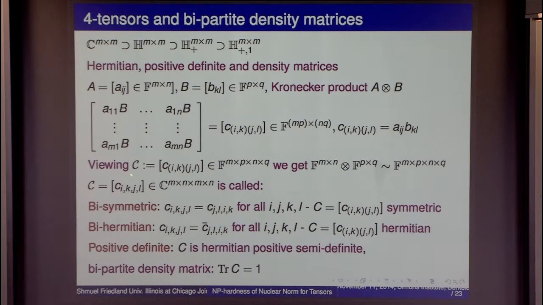So now here is a piece of notation. We start with, let's say, a four tensor, with m and n the same. It is called bisymmetric if this matrix C is symmetric in this sense. In other words, if we shift these two indices to the front, then it is symmetric. We call it bi-Hermitian if, when we shift these two indices to the front, we have to take the bar. And you call it positive definite if this matrix is Hermitian and positive semi-definite. So a bipartite density matrix would be a matrix living here, but with m times n. So this is a bipartite density matrix, where we have two persons, Alice and Bob, and they are interacting between themselves. Okay?